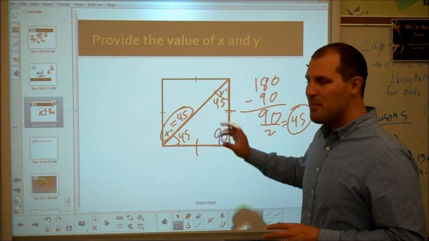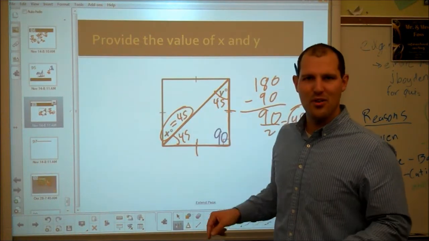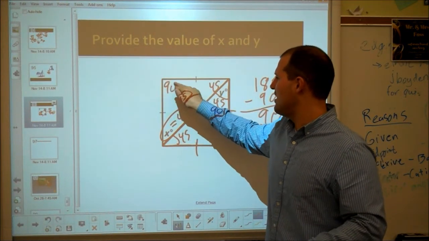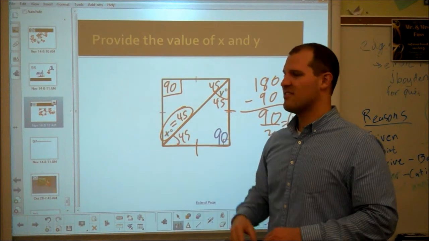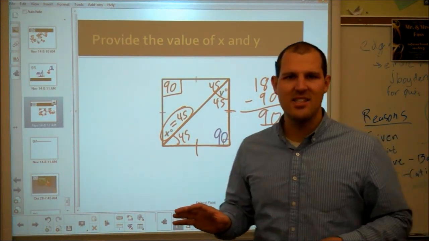Okay? So no numbers were given, but by using our logical thinking skills, we can still figure out every number on the whole picture. I can figure out then that this is also 45 and this is also 90. That's a right angle. Okay? So our logical thinking can be really, really powerful. That's going to be our last example for today.